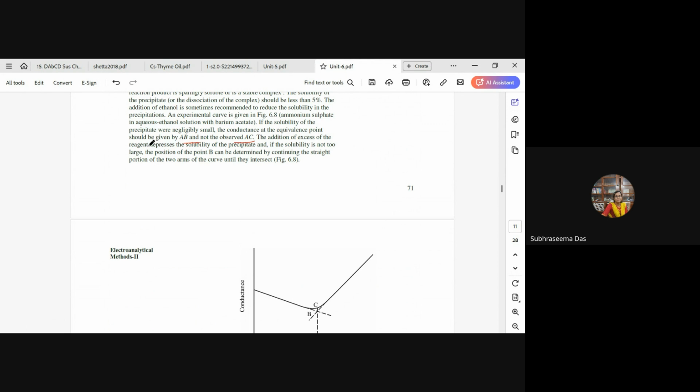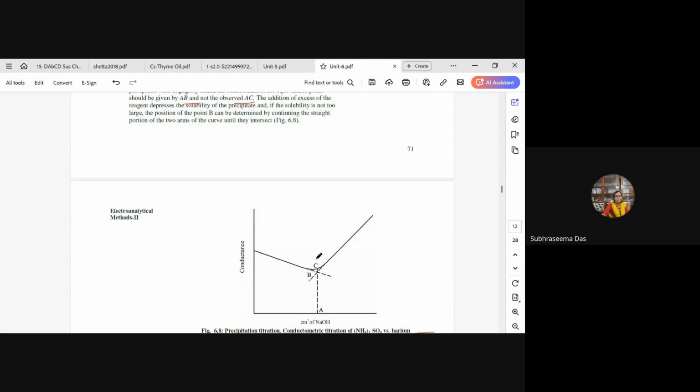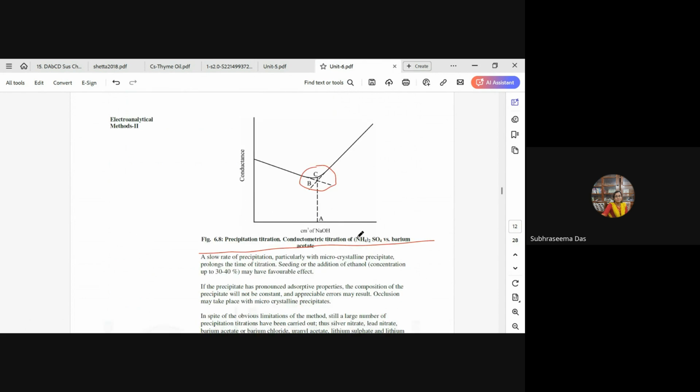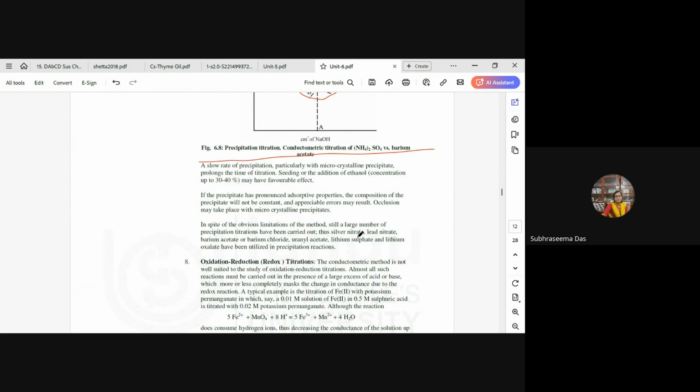But the addition of excess reagent depresses the solubility of the precipitate, and if the solubility is not too large, then the position of B can be determined by extending the two arms until they intersect. A slow rate of precipitation is observed with a microcrystalline precipitate.